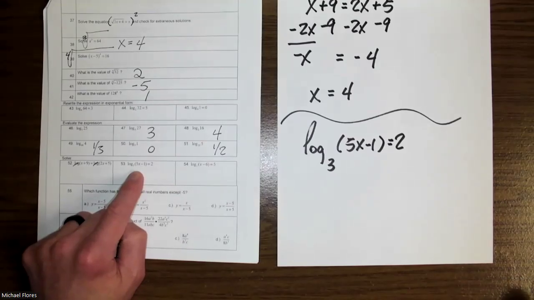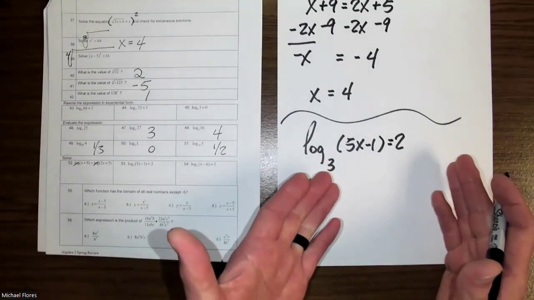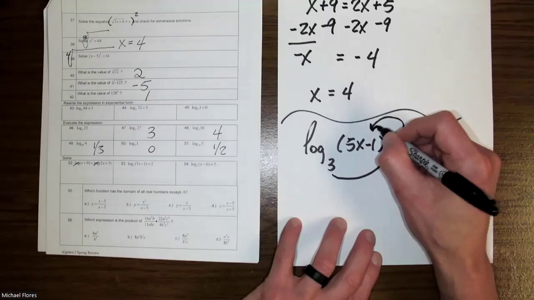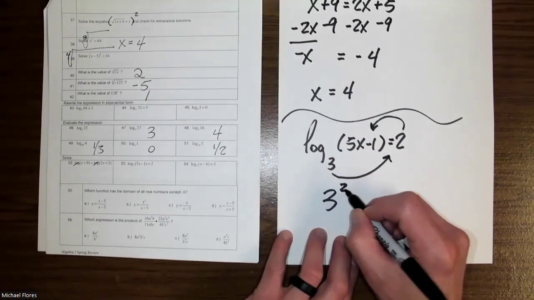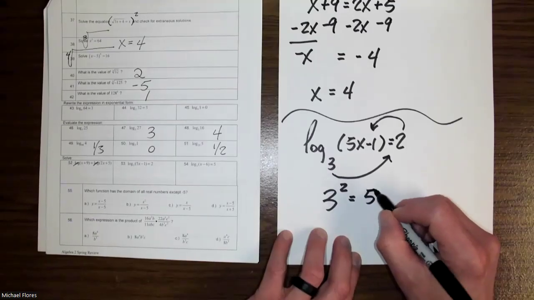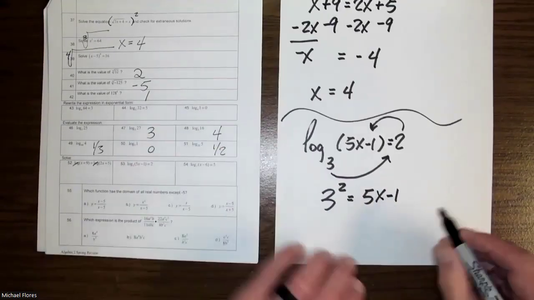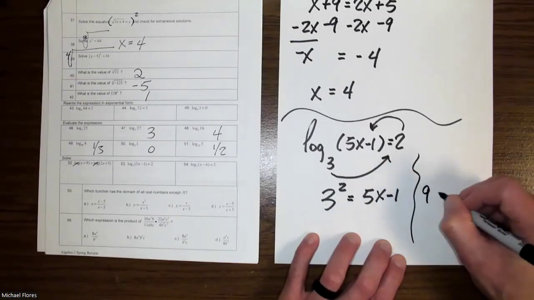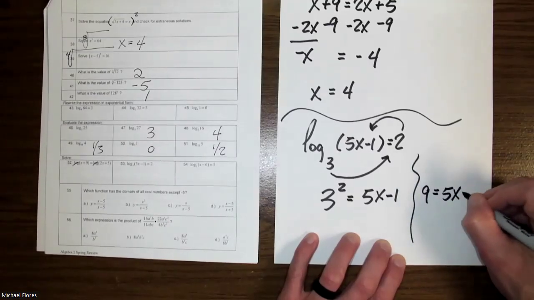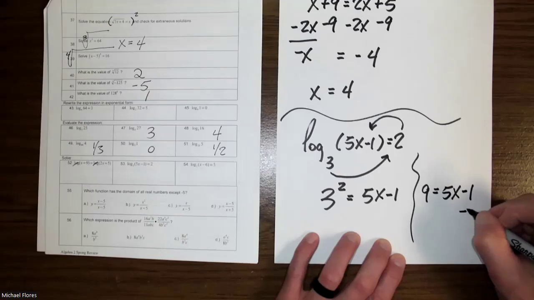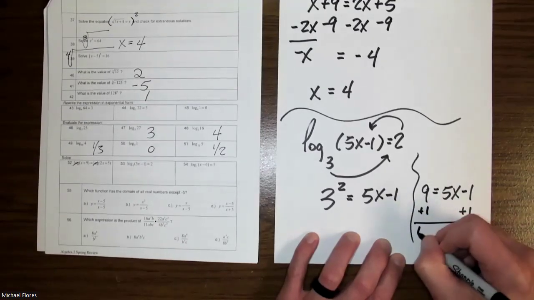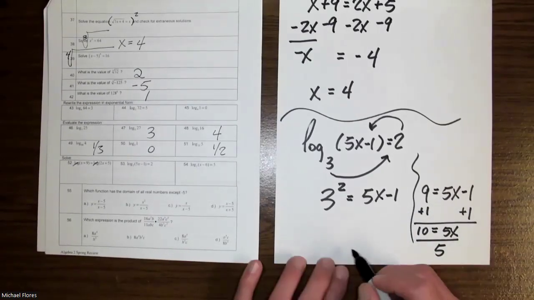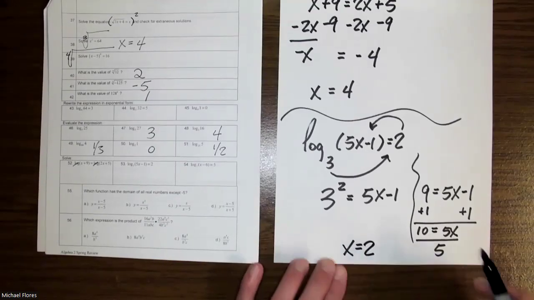Example 53. Now, we do not have a common logarithm on both sides of the equation, so we're going to have to convert to exponential here to solve this problem. We have 3 to the second power equals 5x minus 1. Well, 3 to the second power is 9. Now we can solve for x. I'm going to add 1, bring it over here. 10 equals 5x. Divide both sides of our equation by 5, and we have our final answer. X equals 2.